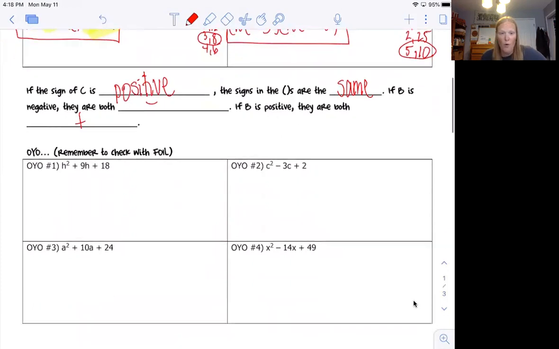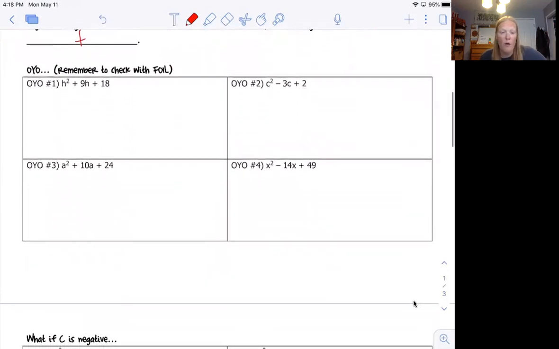Okay, so take a minute. I don't care if you do blue or green. I want you to do those 4 on your own problems, okay? Keeping in mind, watch the signs. Make your list of C. Figure out which ones will give you B when you add them. And then check back in just a second. So hit pause and come back.